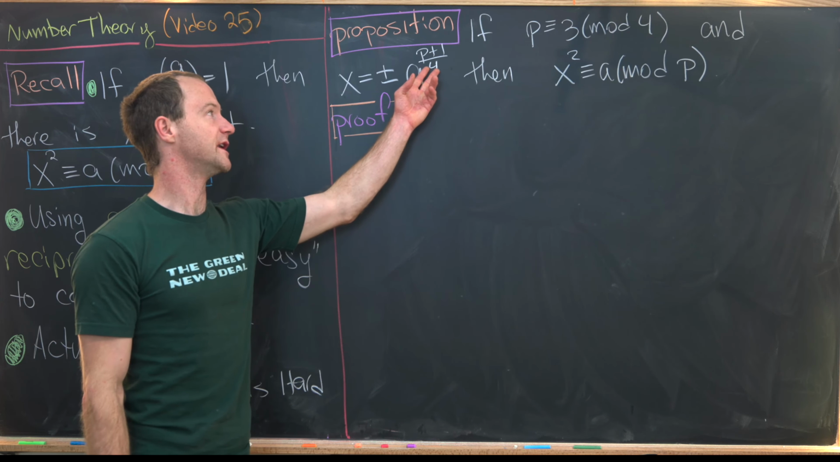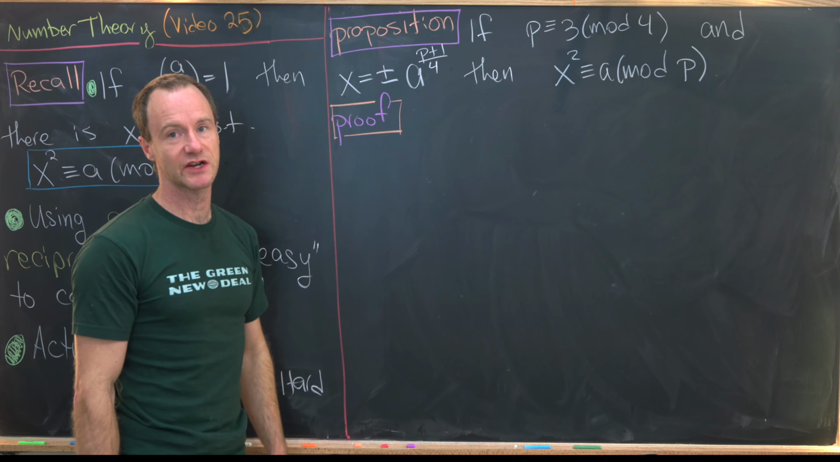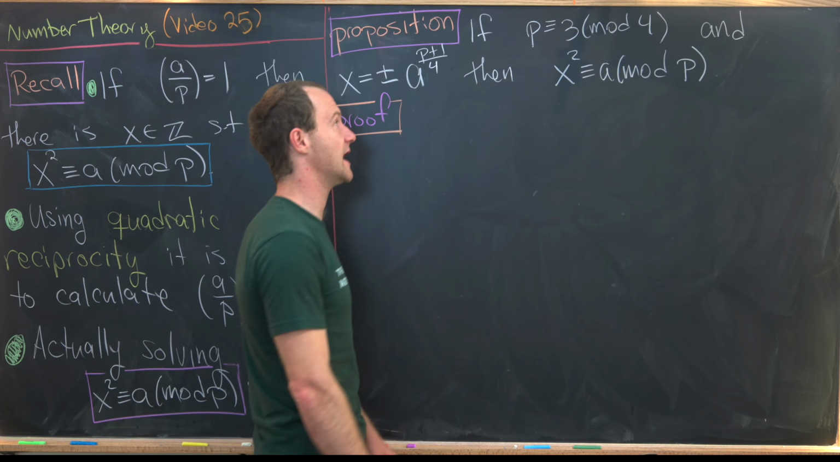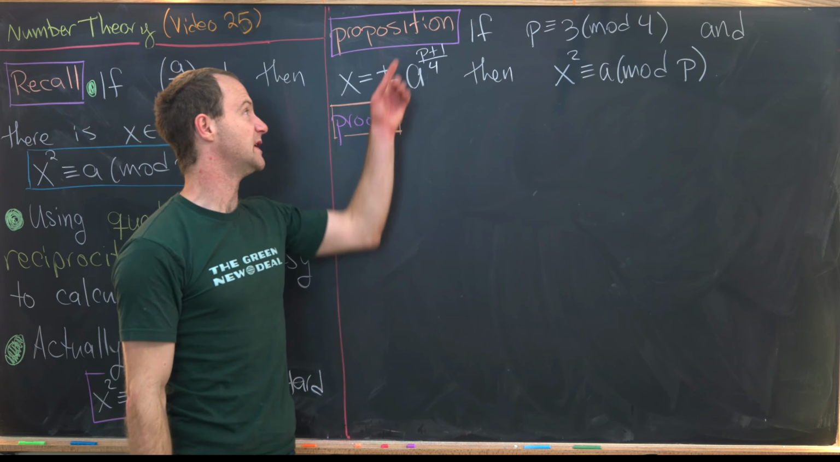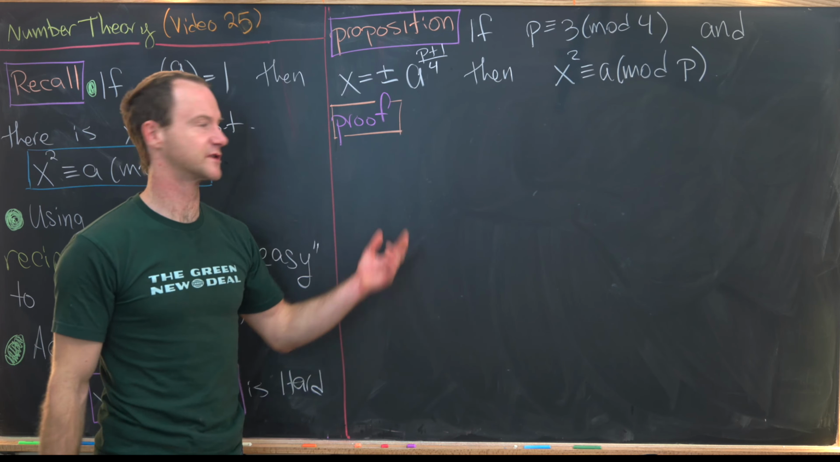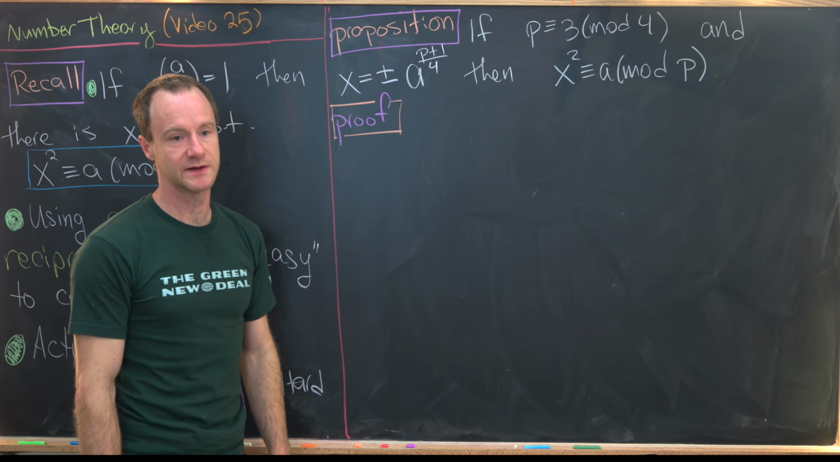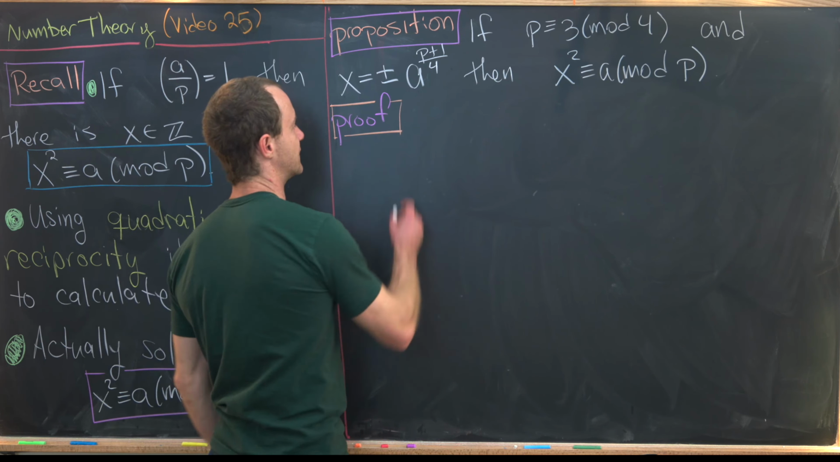Now you might be worried here because we have something that looks like a rational number in the exponent, but we're okay because if p is congruent to 3 mod 4, then p plus 1 is a multiple of 4, so we can divide by 4. Okay, great. So now let's see how the proof goes.